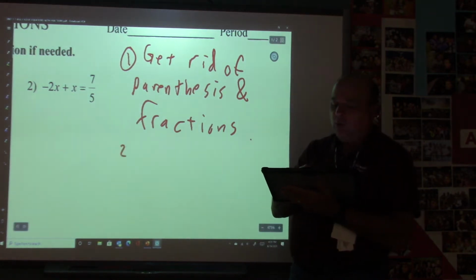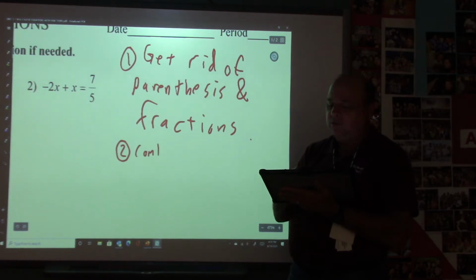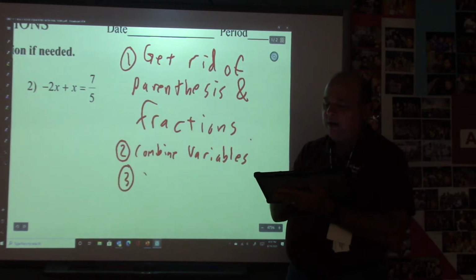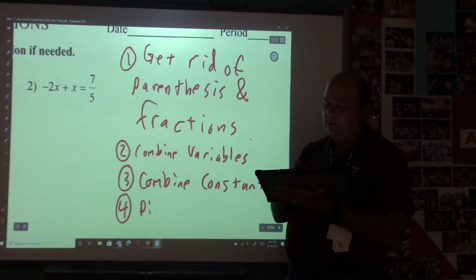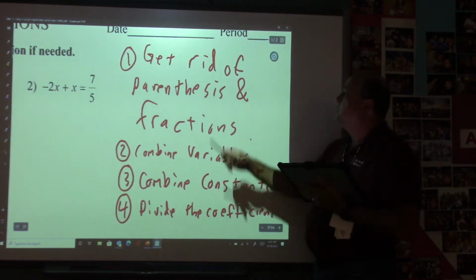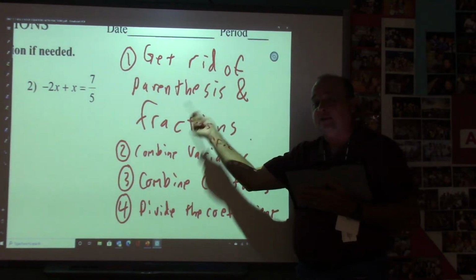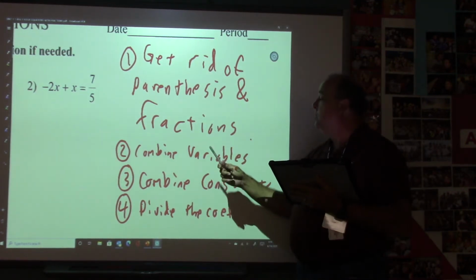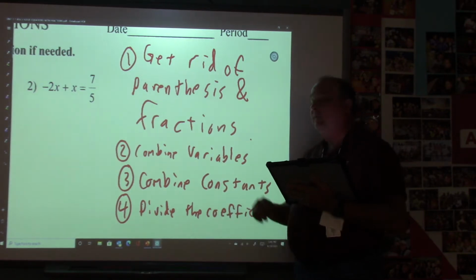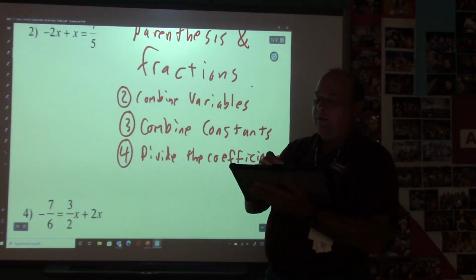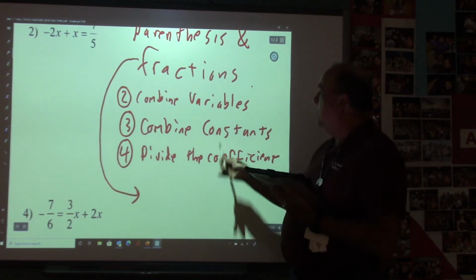Hopefully you remember from yesterday, step 2 was to combine the variables, which are the letters in the equations. Step 3 was to combine the constants. And step 4 was to divide the coefficient. I'm about to teach you how to get rid of the fraction, and then you'll do the same thing you did yesterday: combine all the letters, combine all the numbers, and then divide the coefficient. Now draw an arrow right here to get rid of the fractions.